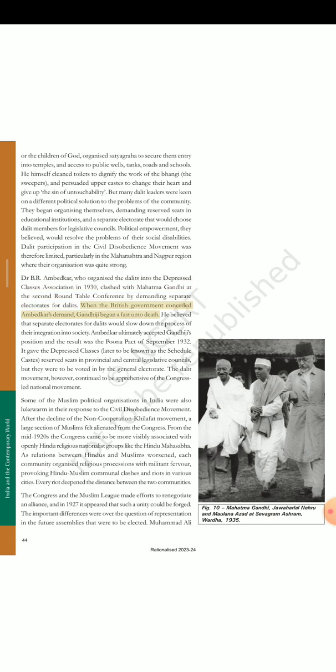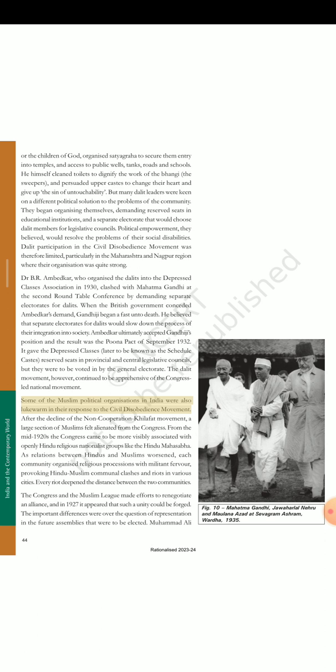When the British government conceded Ambedkar's demand, Gandhiji began a fast unto death. He believed that separate electorates for Dalits would slow down the process of their integration into society. Ambedkar ultimately accepted Gandhiji's position and the result was the Pune Pact of September 1932. It gave the depressed classes, later to be known as the scheduled castes, reserved seats in provincial and central legislative councils, but they were to be voted in by the general electorate. The Dalit movement, however, continued to be apprehensive of the Congress-led national movement.